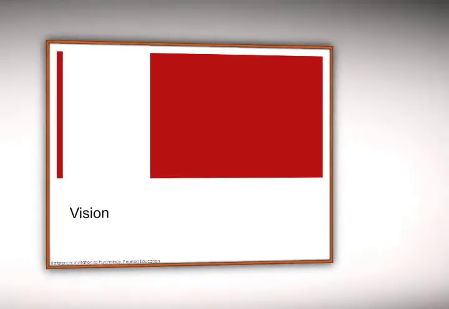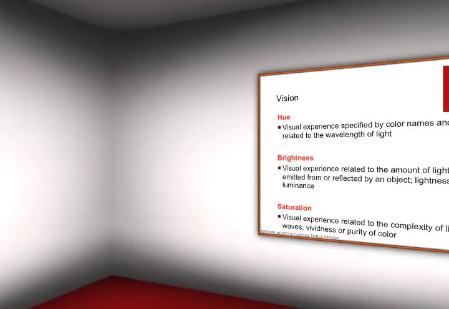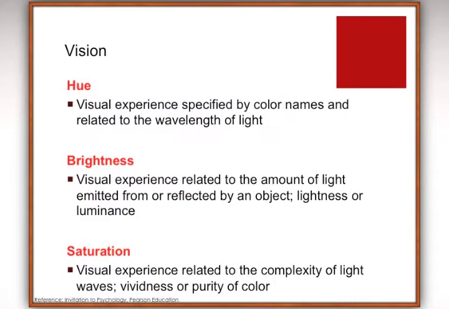We will discuss vision. There are several fundamental concepts for us to understand vision. Firstly, hue refers to the visual experience specified by color names and related to the wavelength of light.